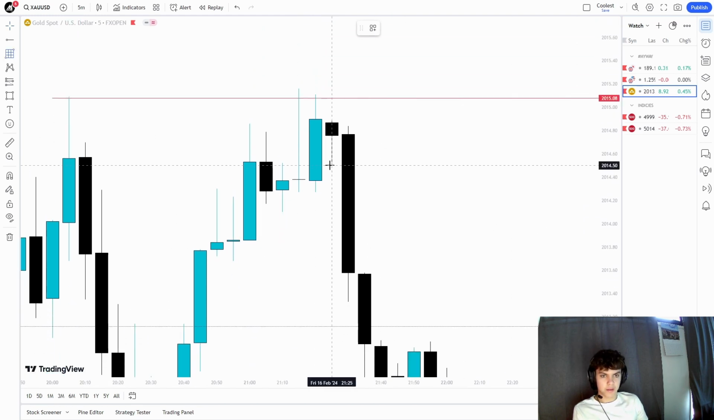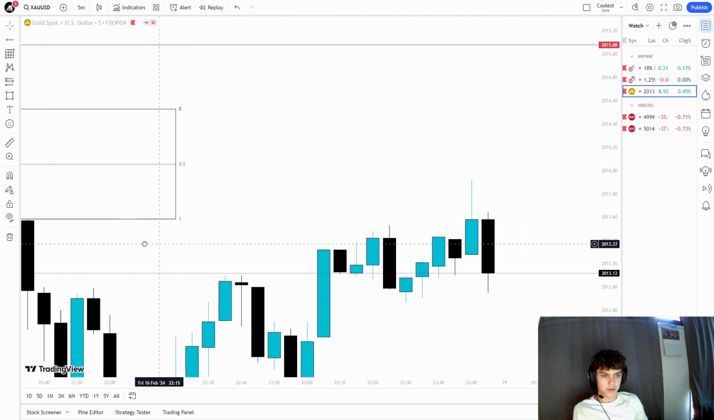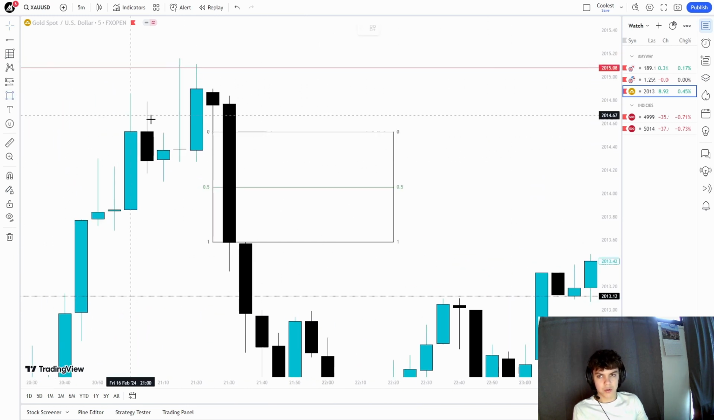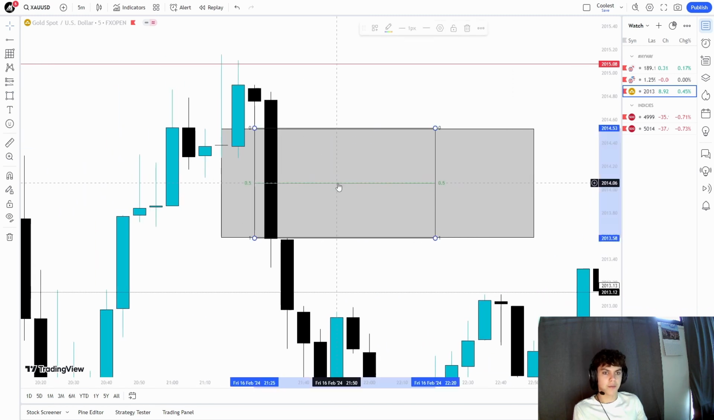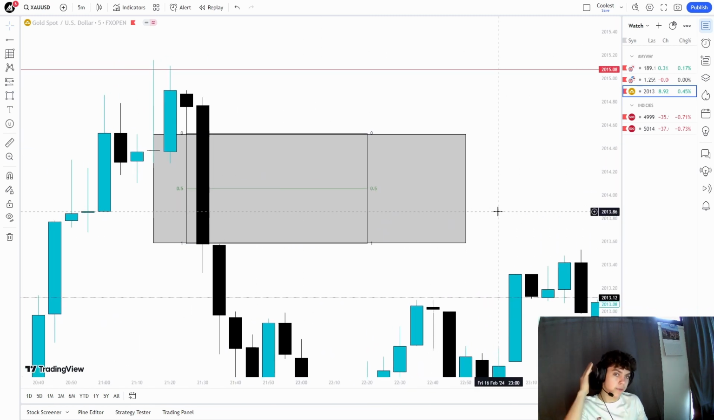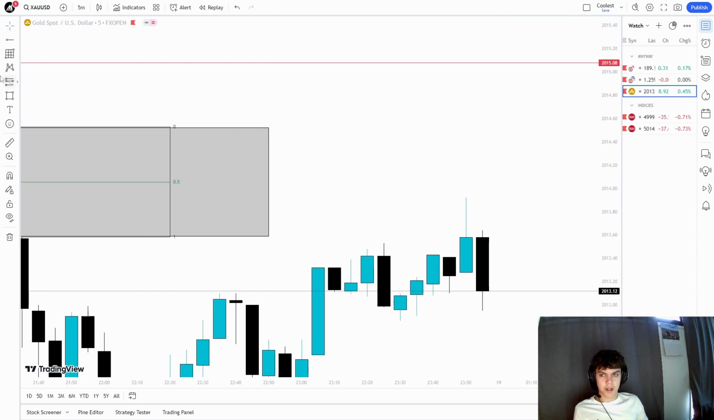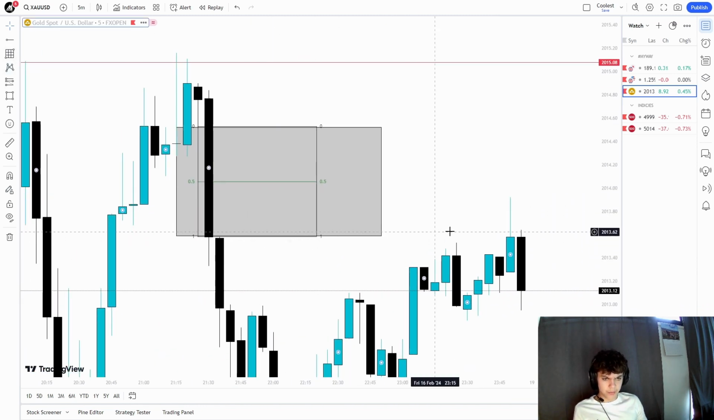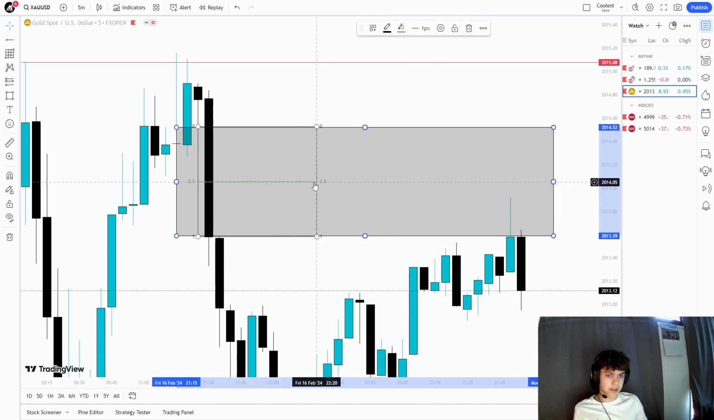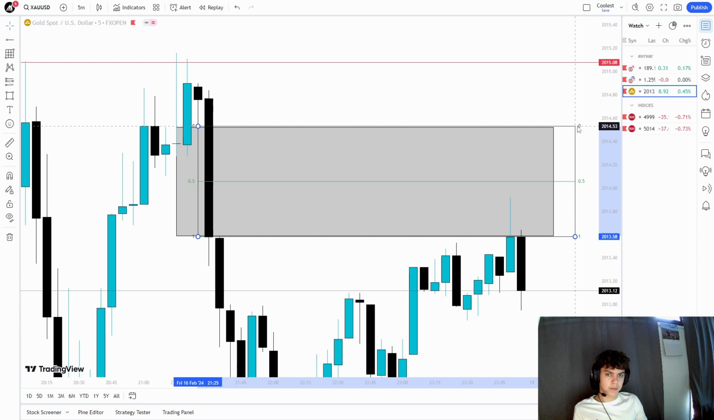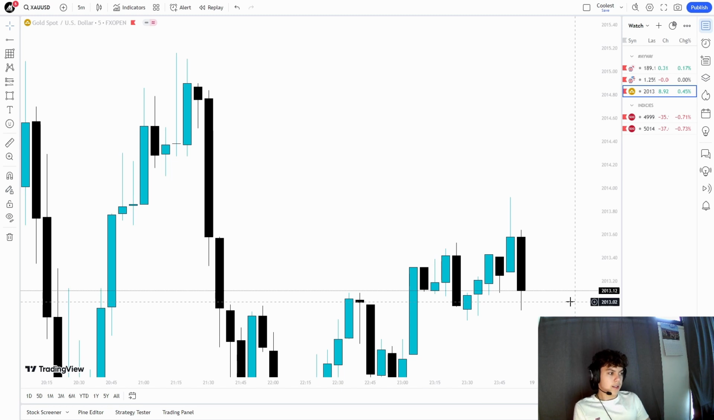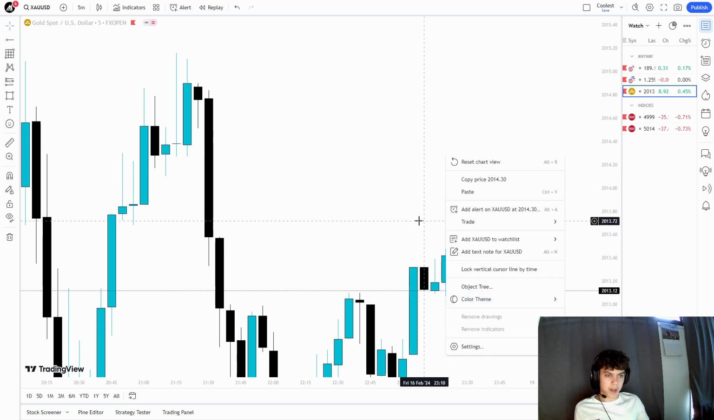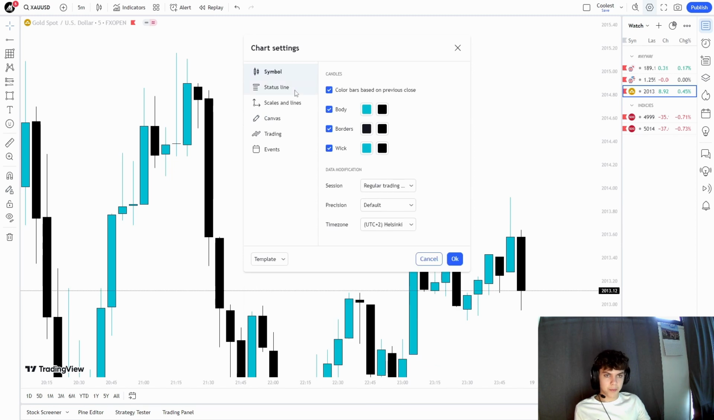What does it leave behind? This imbalance. This is also, some people mark it like this, but it depends. I mark it like this because I want the full move. I want to make sure that the imbalance got filled. But as you can see, what happened here? It filled the imbalance, not all of it, but most of it. Okay. As you can see, it happens on every time frame whatsoever.